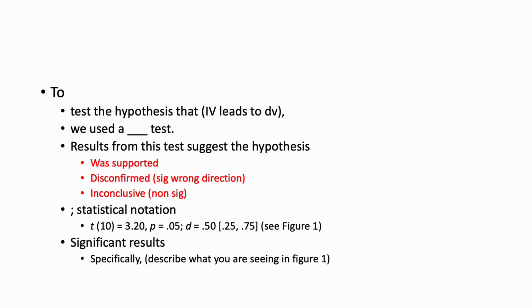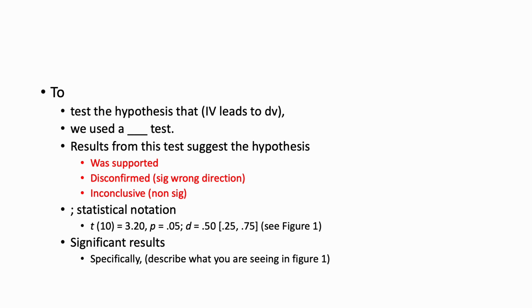After you state that results from this test suggest the hypothesis was supported, let's say, put a semicolon and you add statistical notation sentences. You can find these wherever I teach you about stats. But here's an example for a t-test. A t-test with 10 degrees of freedom equals 3.20. You don't report more than 2 decimals in APA style.